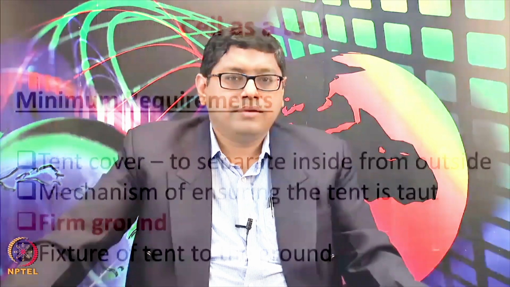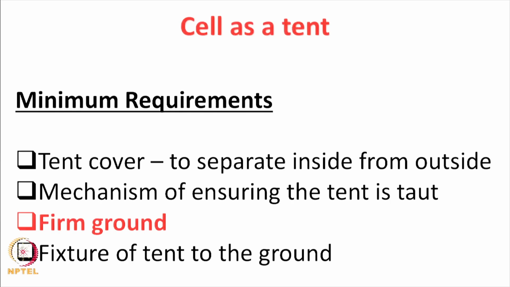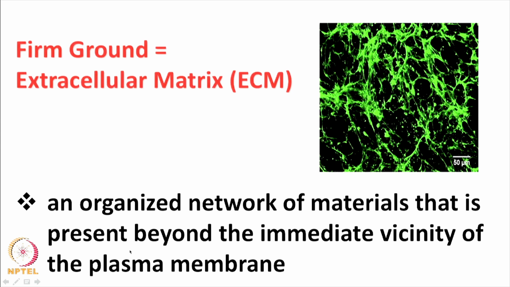Now, I will switch gears and get started by looking at each of these structures, particularly the extracellular matrix, the cytoskeleton, and the focal adhesion, in greater detail. Okay. So, coming back to our abstraction of the cell as a tent, today I will start with focusing on the firm ground. Okay. And what is this firm ground? Firm ground is this extracellular matrix.